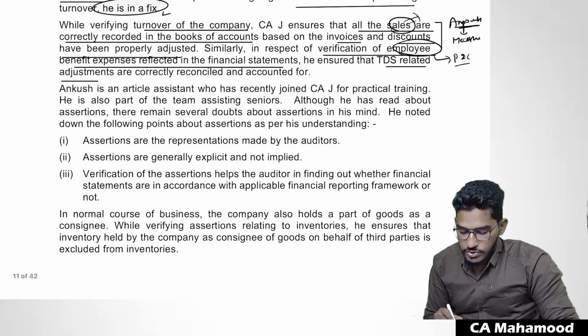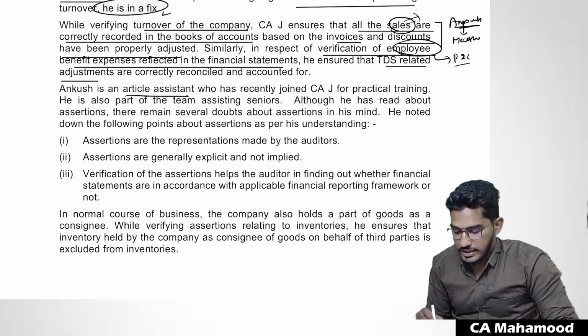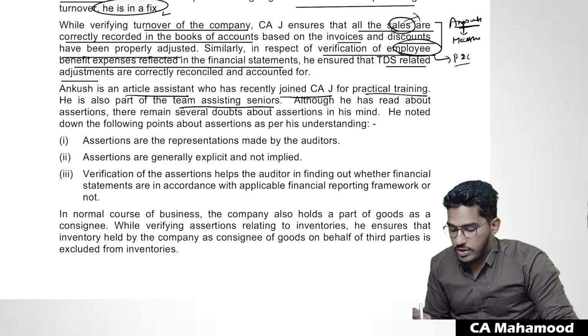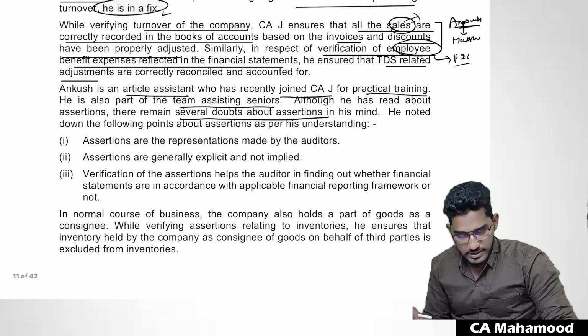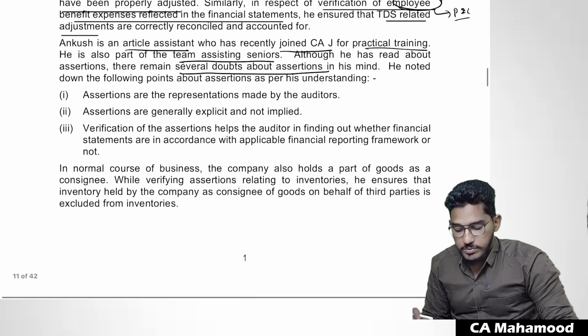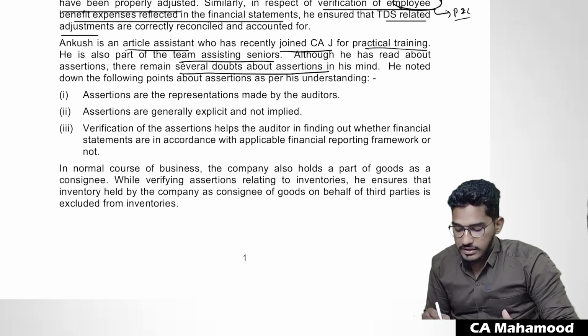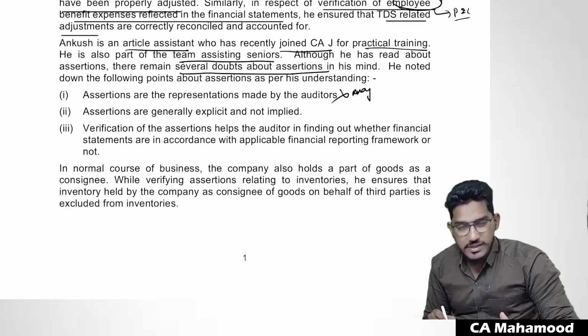Next, Ankush is an article assistant who has recently joined CAJ for practical training. He is also a part of the team assisting seniors. Although he has read about assertions, there remain several doubts about assertions in his mind. He noted down the following points about assertions as per his understanding. What are they? Assertions are the representations made by auditor. No, they are the representations made by management. Assertions are generally explicit and not implied.